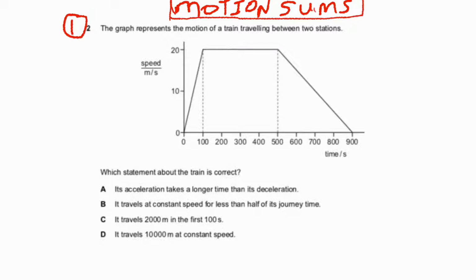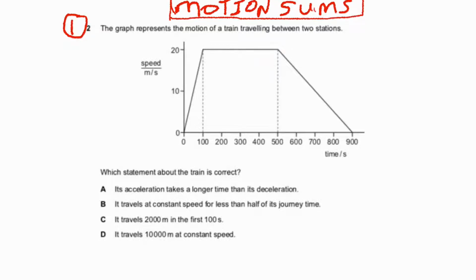Option A, its acceleration takes a longer time than its deceleration. Option B, it travels at a constant speed for less than half of its journey time. Option C, it travels 2000 meters in the first 100 seconds. And option D, it travels 10,000 meters at constant speed. So let's find out which one is the correct statement by ruling out the incorrect statements.